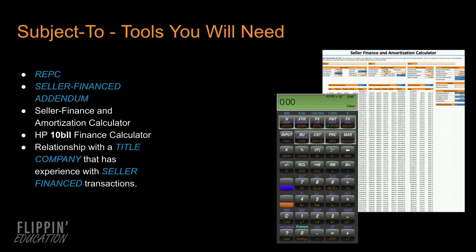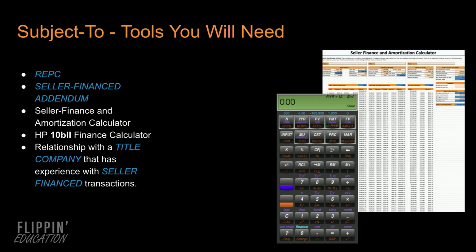There are a few tools you'll need as you're going through the subject to process. You'll need the REPC. That's the state-approved real estate purchase contract that we talked about earlier. You can find that on your favorite search engine by typing in REPC and the name of your state. You'll also need the seller finance addendum. Most states have approved addendums that go along with that real estate purchase contract. And in this case, you're going to need the seller finance addendum.